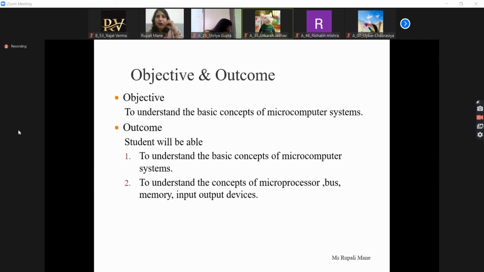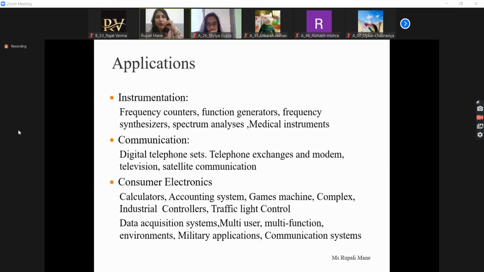As I explained earlier, the objective of this chapter is that students will be able to understand the basic concepts of microcomputer system and the concept of microprocessor, bus, memory, input-output devices. So these are the various applications. Now let us discuss microprocessor.